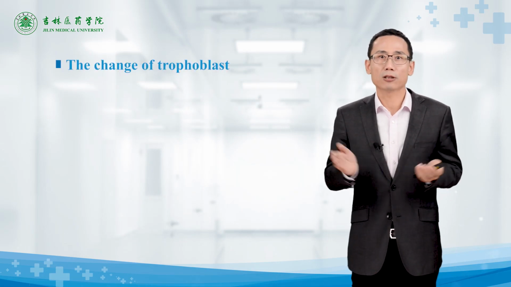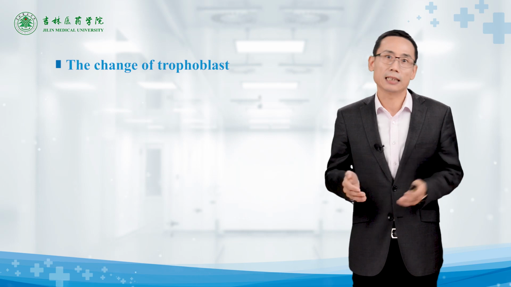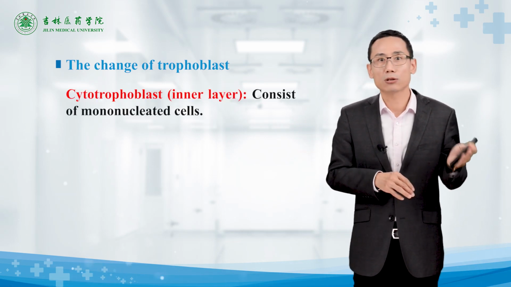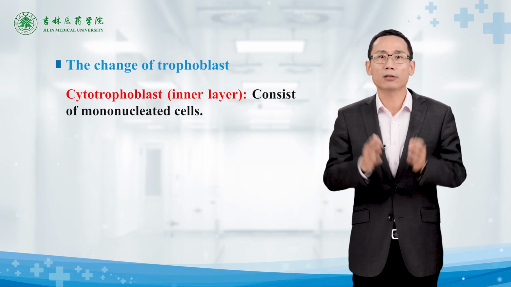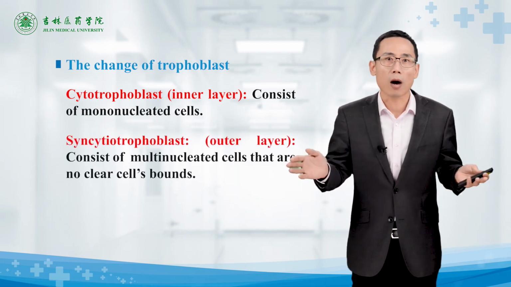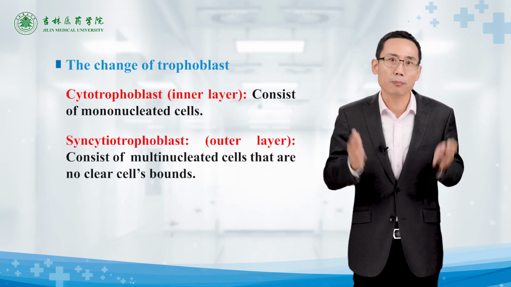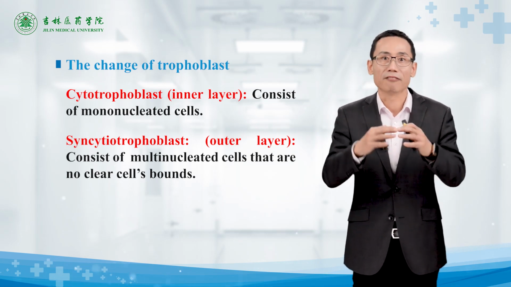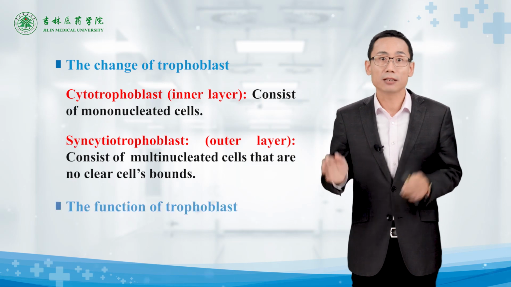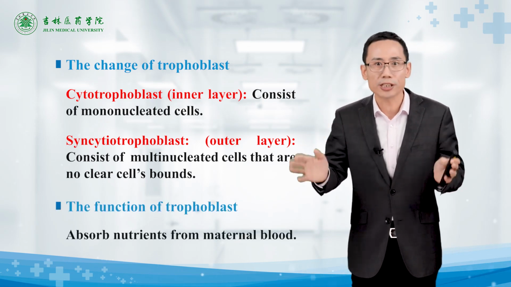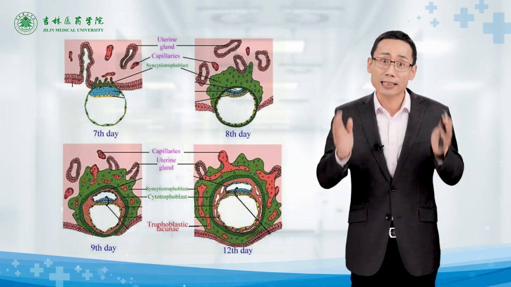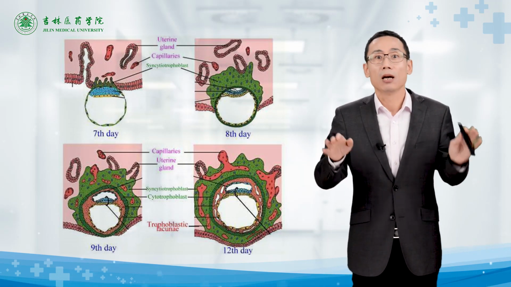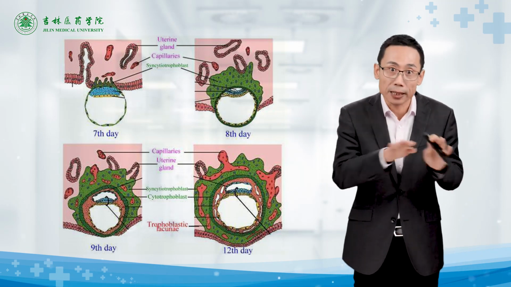With the process of blastocyst implantation, the trophoblast is divided into 2 layers: the inner one, cytotrophoblast, which is composed of a layer of mononuclear cells with cell boundaries, while the outer one, syncytial trophoblast, is composed of multiple cells fused together without cell membrane. The function of trophoblast is to absorb nutrition from maternal blood and supply it to embryo development. After the whole blastocyst is implanted into the endometrium, the gap is repaired and implantation is completed.